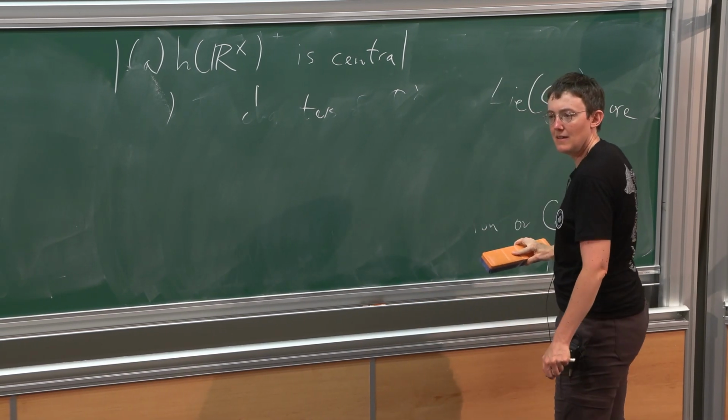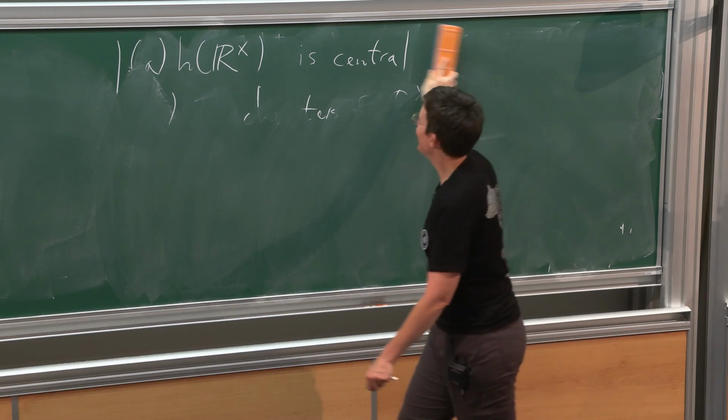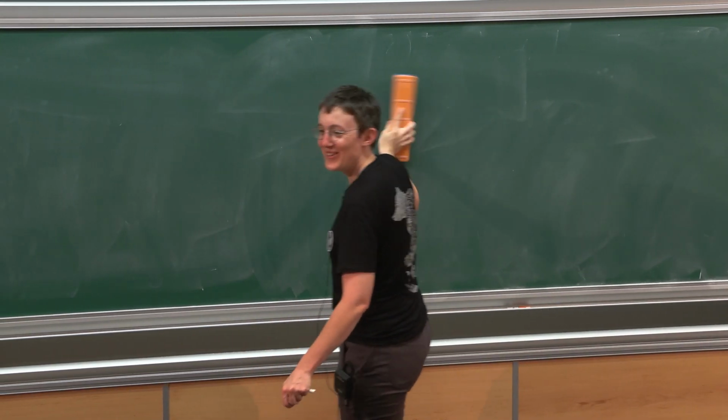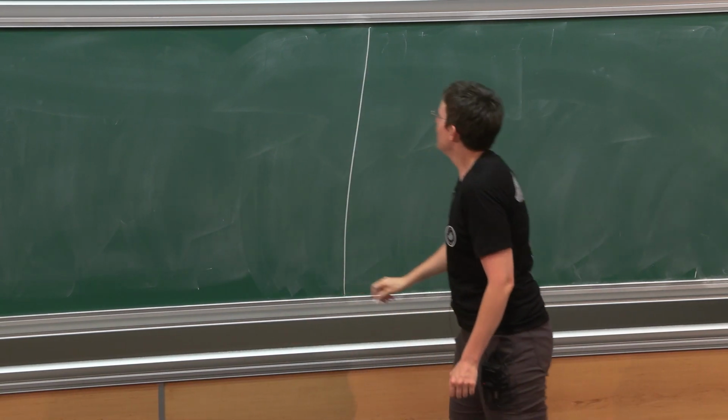Sophie, what kind of co-character is this? It's a minuscule co-character. That's why it's called mu. Thank you. Yeah, should have said it maybe. Okay.